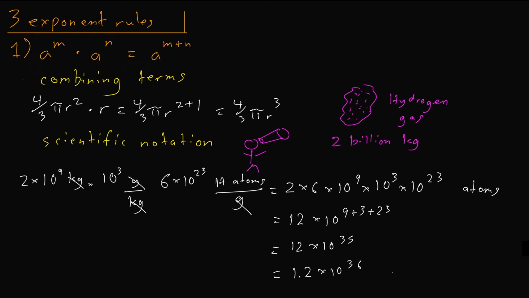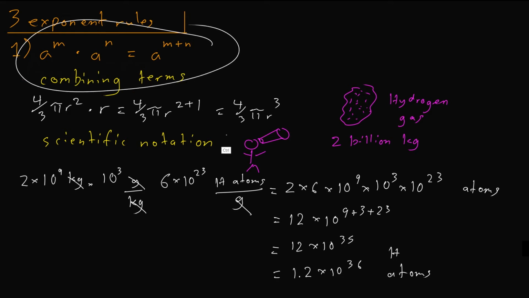And that's our answer. We have 1.2 times 10 to the 36 hydrogen atoms inside this beautiful nebula that you saw at night through your telescope. And this is a very, very common way for us to use scientific notation and use this power rule right here, to add the exponents together and get an answer very, very quickly.